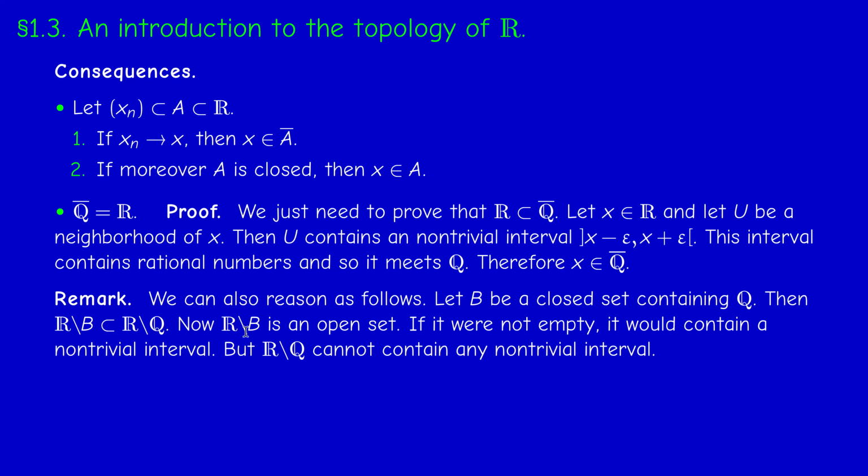And if R without B is empty, it means that B equals R. So what did we prove? We proved that there is only one closed set containing Q, which is R. Okay? So the collection of closed sets containing Q contains just a singleton, B. B is not a singleton, but the collection consists only of one element, which is B. So the smallest element of this collection is B, of course. So we conclude that B, which is R, is the closure of Q. Okay.